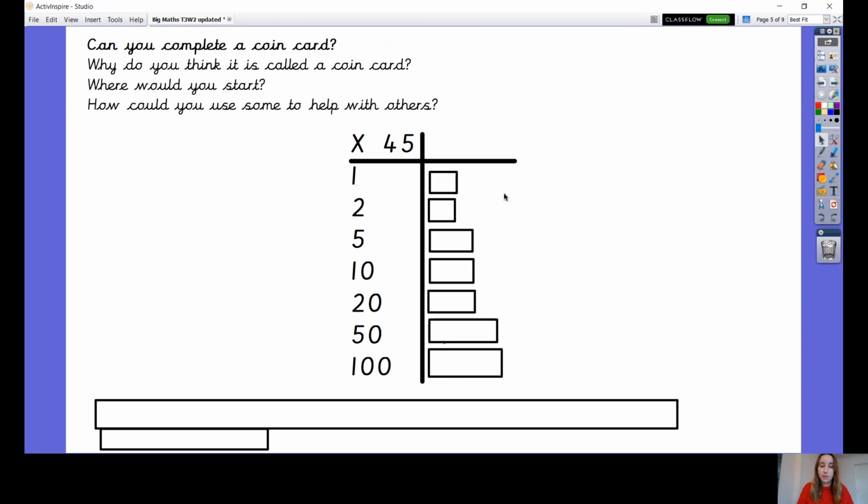So yesterday we talked about the best sort of order to calculate in using our coin card. My suggestion to you would be to do 1 times 45 first, as well as 10 times, 100 times and 2 times. That's going to be my challenge to you. So pause the video and have a go at 1 times 45, 2 times 45, which is just double 45, 10 times 45 and 100 times 45. Press play once you've done those 4.